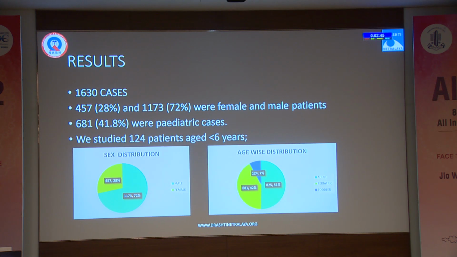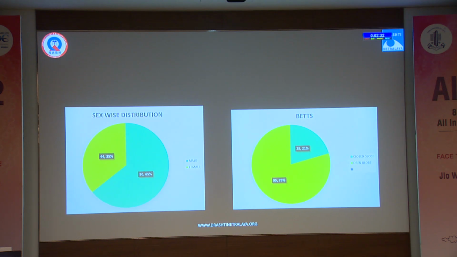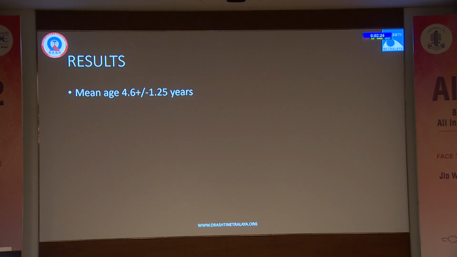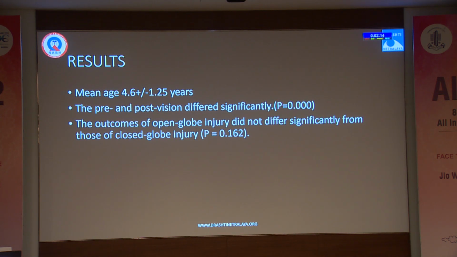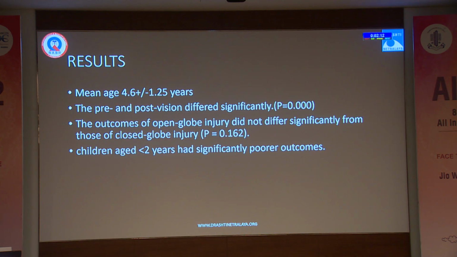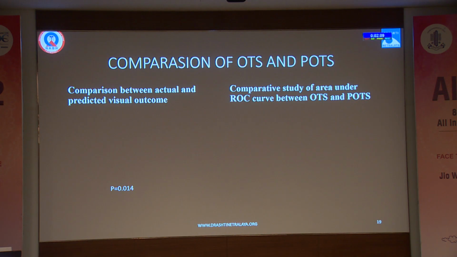The results: we studied 1630 cases, out of which 618 were pediatric cases aged 0 to 18, and we studied 124 cases under the age of 6 years. This is the age and sex wise distribution, and almost 25% were open globe injuries. The mean age was 4.6 years. Pre and post treatment visual acuity were significantly different. There was no significant difference between open and closed globe injury, and children aged under 2 years had a poor prognosis.